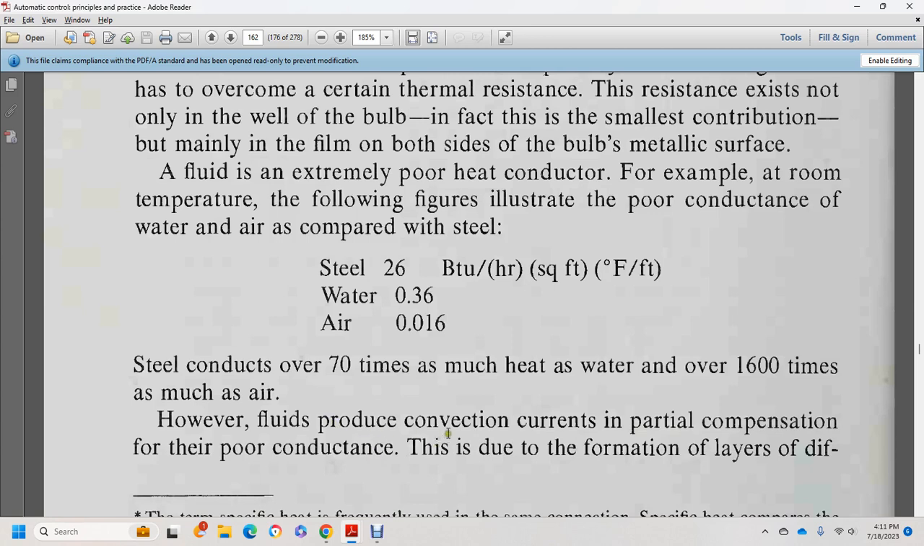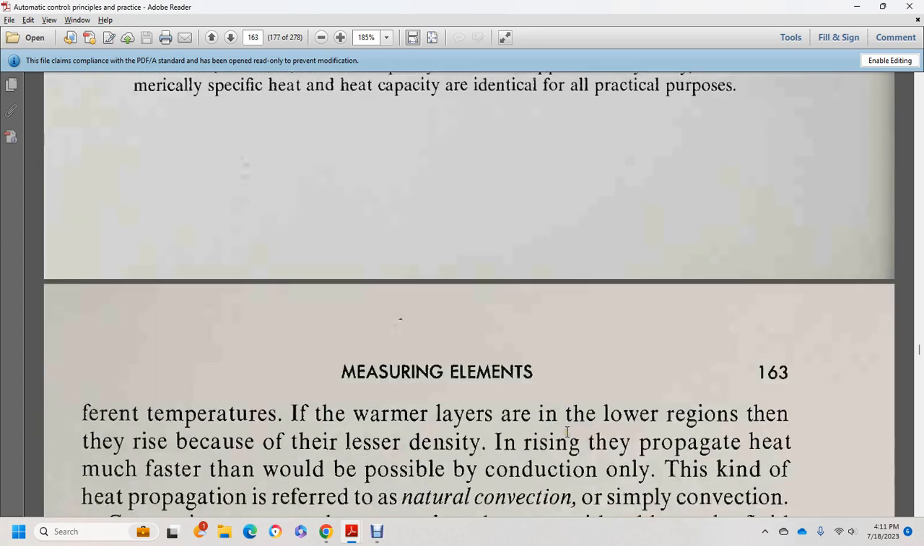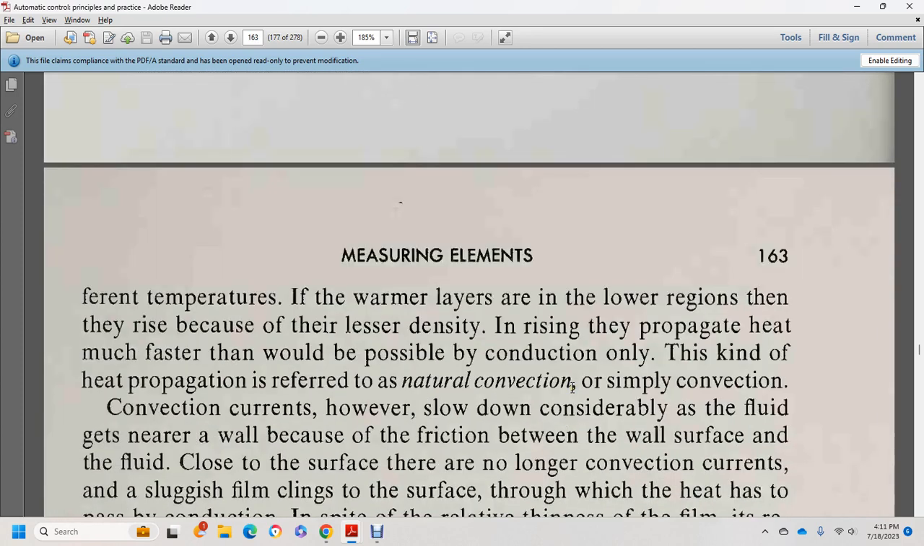However, the fluid produces convection currents, which partly compensate for the poor conductance, due to the formation of layers of different temperature. The warmer layers rise from the lower region because they are lesser in density, so the propagation of heat is much faster than would be possible by conduction only. This kind of heat propagation is referred to as natural convection, or simple convection.